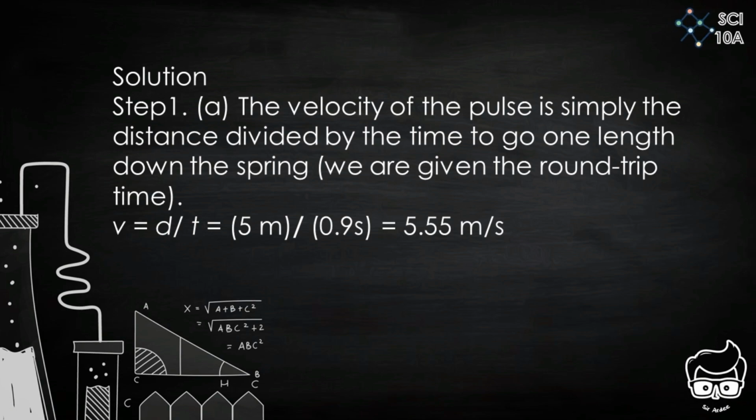Step number 1. The velocity of the pulse is simply the distance divided by the time to go one length down the spring. We are given the round trip time. v is equal to distance over time. Therefore, that is equal to 5 meters over 0.9 seconds, which gives us 5.55 meters per second.